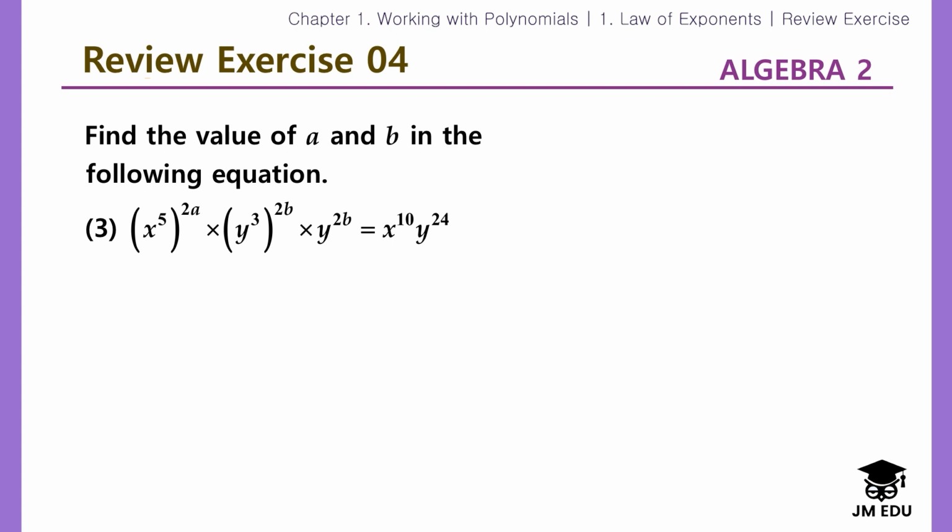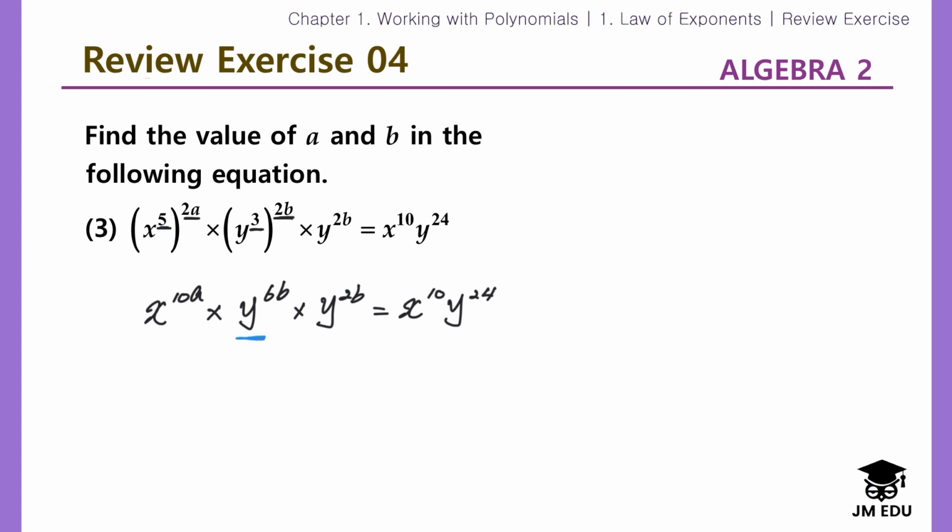Number 3, let's simplify the expression on the left-hand side. So we have x to the 5 times 2a. 5 times 2a is 10a, times y to the 3 times 2b, that's y to the 6b, times y to the 2b is equal to x to the 10, y to the 24.